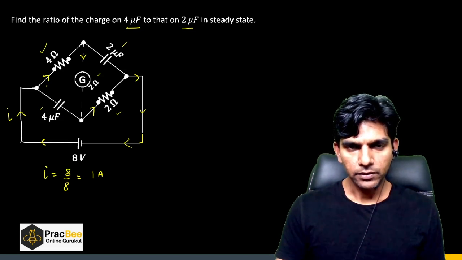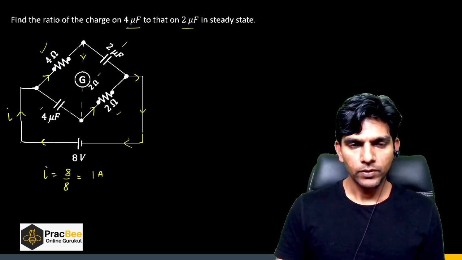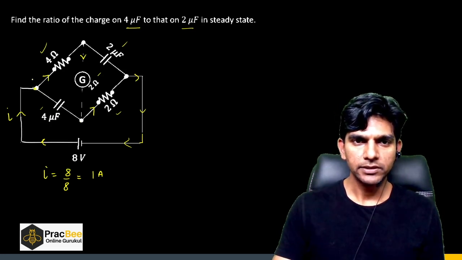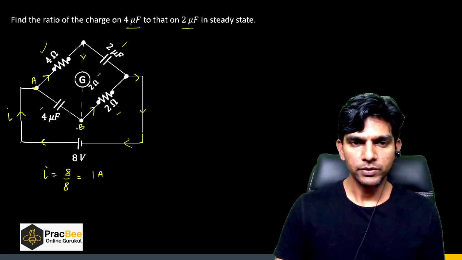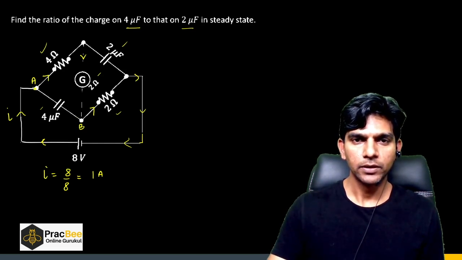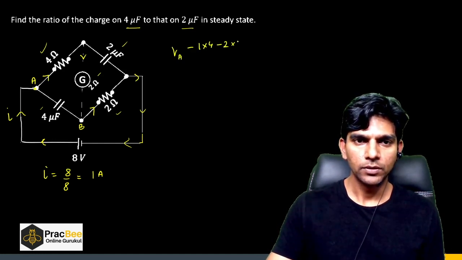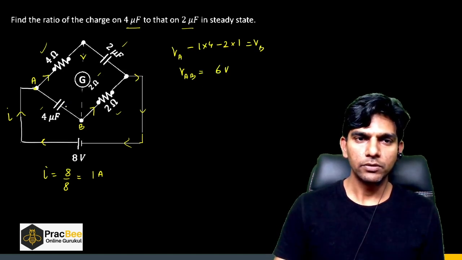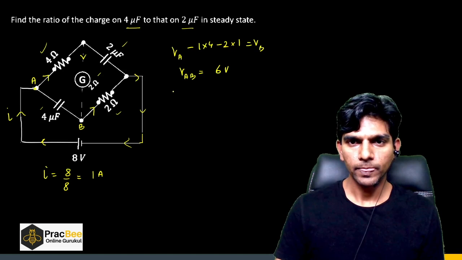So let us find the potential drop across the 4 microfarad capacitor. Let us say this point is A and this point is B. So we are going from A to B along the current, right? So VA minus 1 times 4 minus 2 times 1 will be the potential at B. So VAB will be 6 volts. That is the potential drop across the 4 microfarad capacitor.